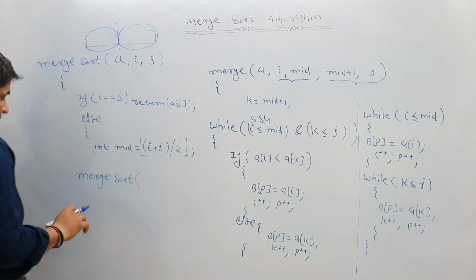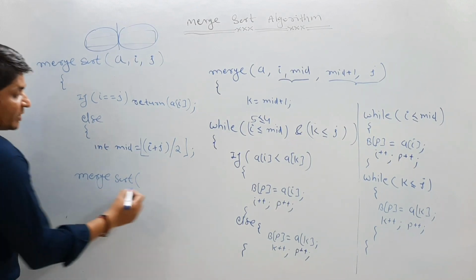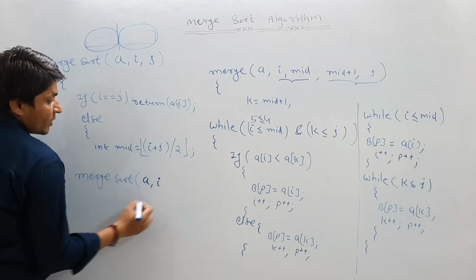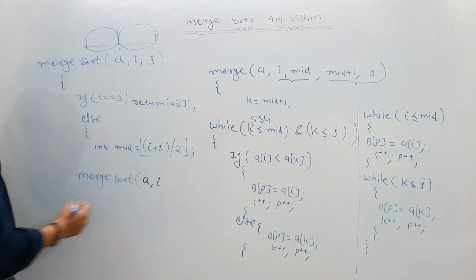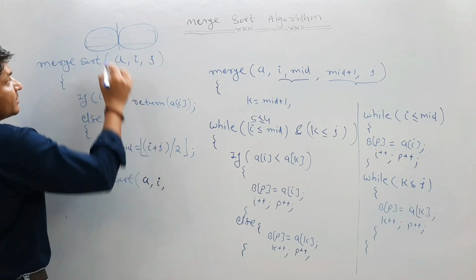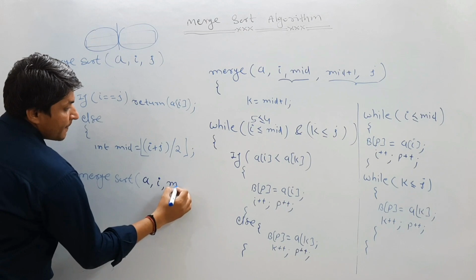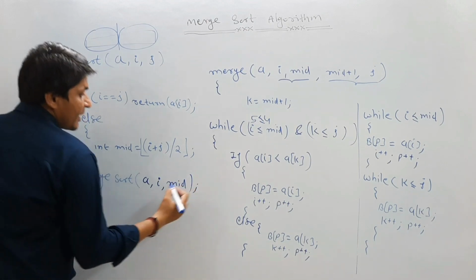Now, left hand side means what? So what would be the arguments? A is the array, and i is the starting index of the first sorted subarray, and let's say, what would be the last index? So the last index is mid. So this is the last index.